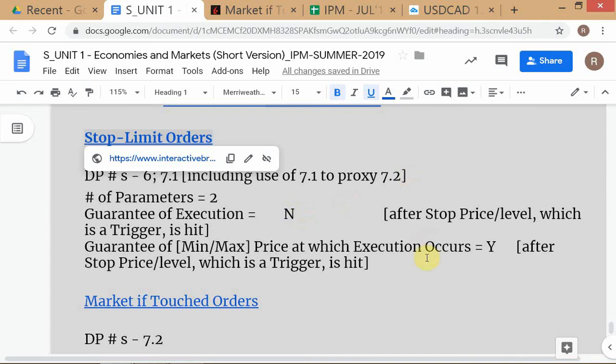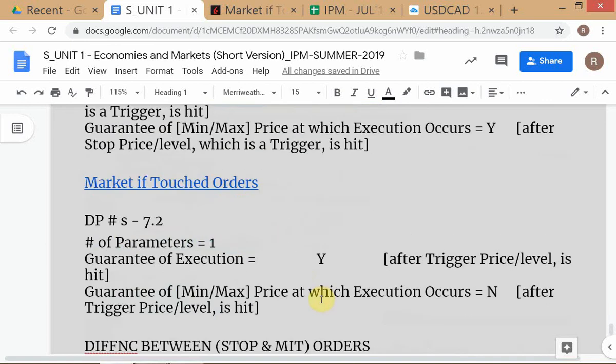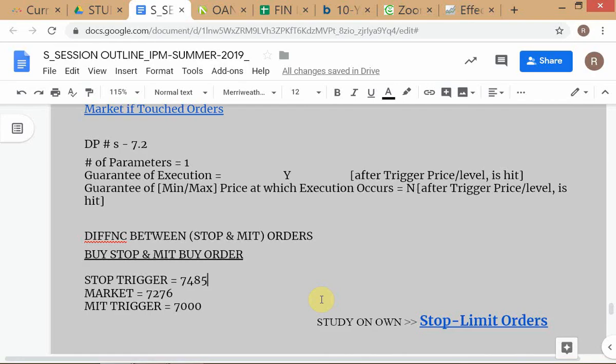You should know what a stop limit order is, and you should be able to explain why, based on what I've told you. You'll understand that when you study it yourself. You'll understand the structure of the stop limit order. It can effectively leave you stranded with your position.